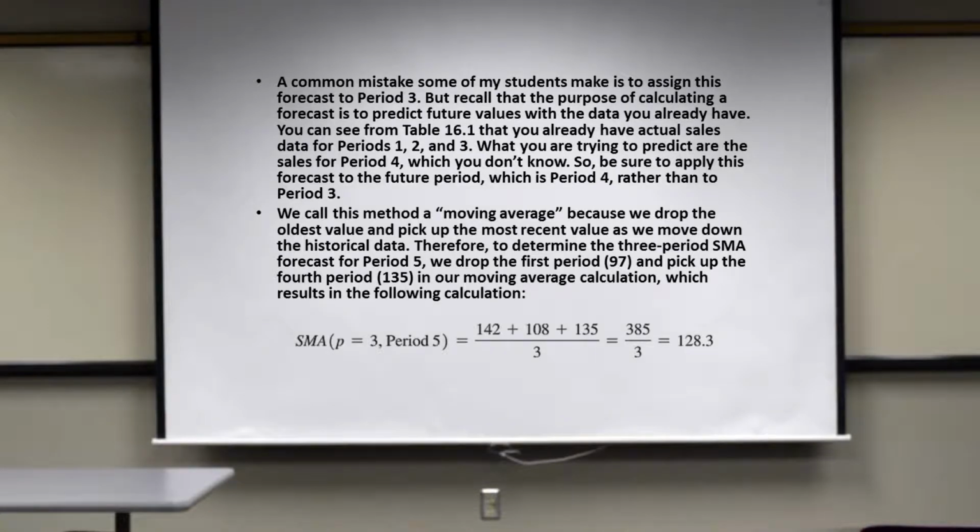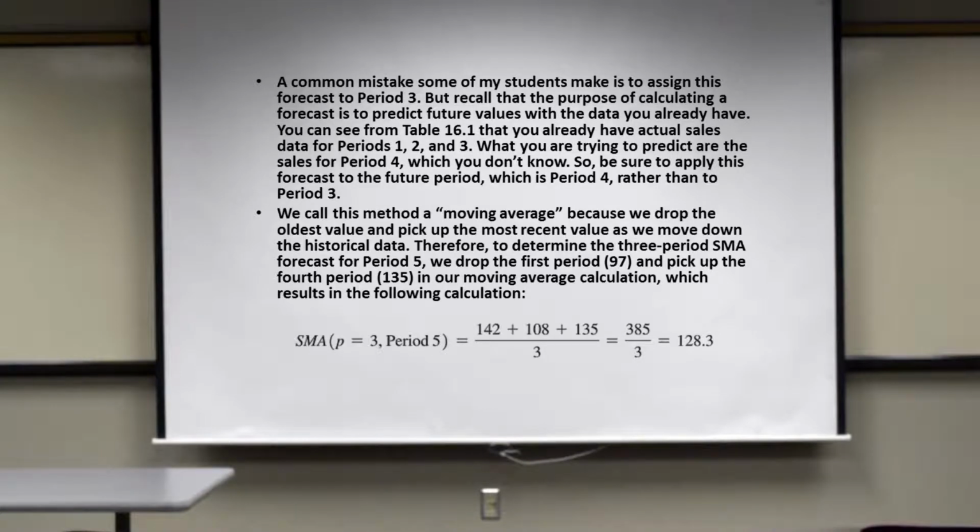A common mistake some of my students make is to assign this forecast to period 3, but recall that the purpose of calculating a forecast is to predict future values with the data you already have. You can see from table 16.1 that you already have actual sales data for periods 1, 2, and 3. What you are trying to predict are the sales for period 4, which you don't know. So be sure to apply this forecast to the future period, which is period 4, rather than to period 3.